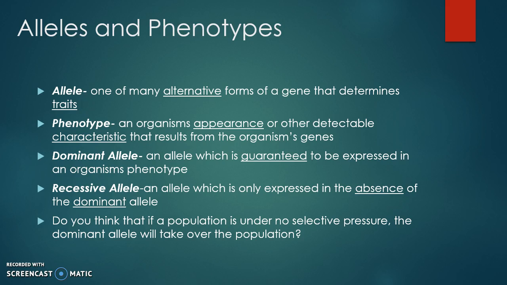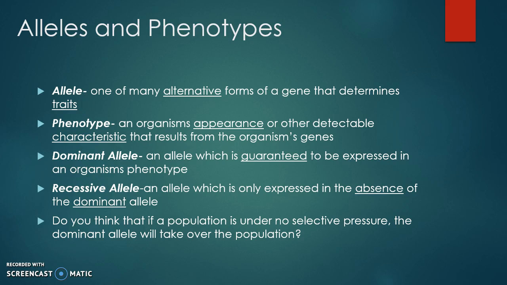An allele is one of the many alternative forms of a gene that determines traits. You have many alleles, and you always have two alleles for each trait. Sometimes they code for the same possible trait, sometimes they code for different things. So in the case of eye color, possible alleles that you may have would be blue, green, brown eyes, hazel. There's a lot of different variations in that gene, and all of those are considered alleles.